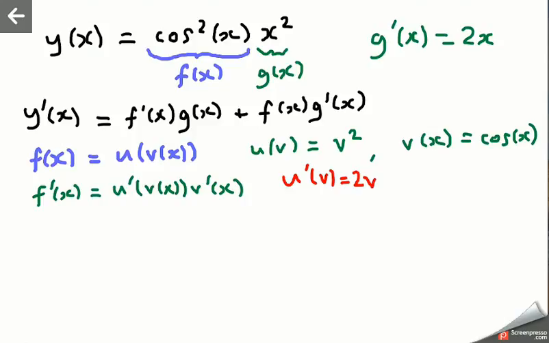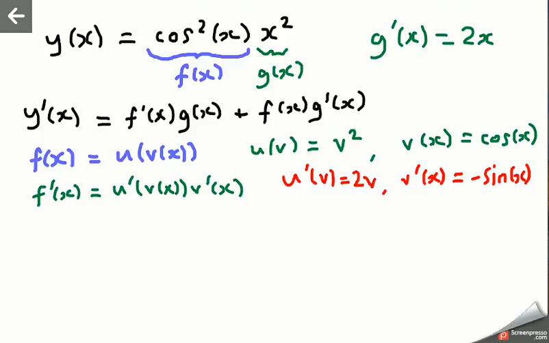So u prime of v of x is equal to 2 times cosine of x, because v of x is equal to cosine of x. And v prime of x is equal to negative sine of x, because that's what you get when you differentiate cosine of x with respect to x. If you don't know that, go check out the video about differentiating trigonometric functions, or go check out any textbook you like. There's a whole bunch of different explanations of why that's true.